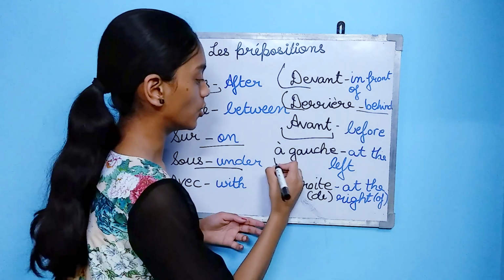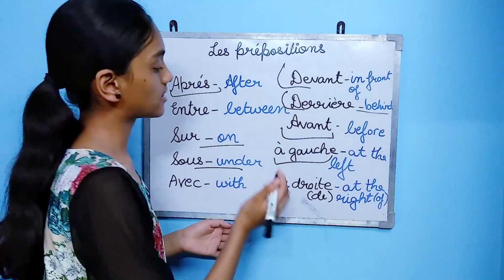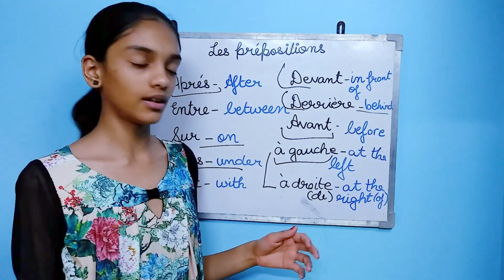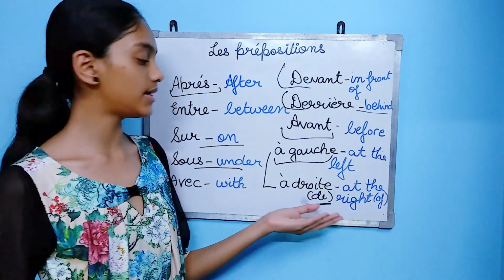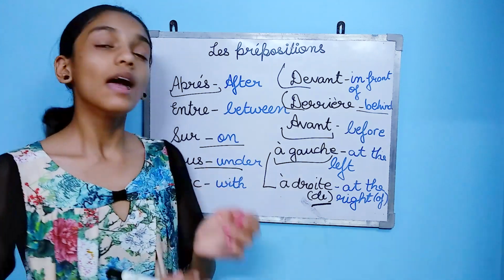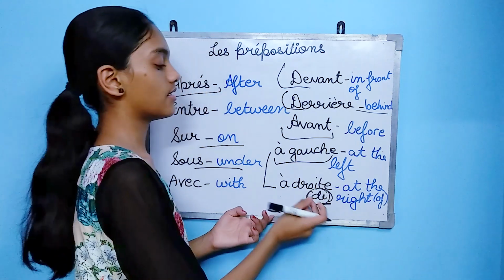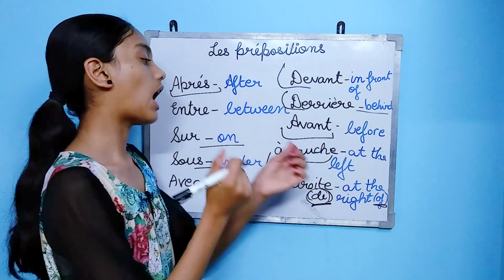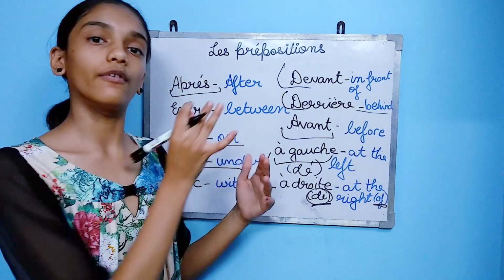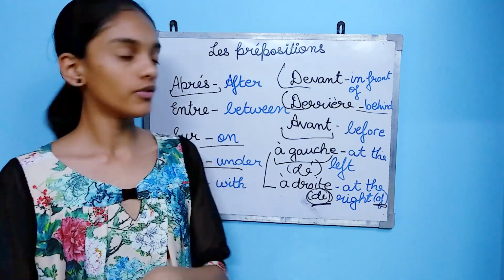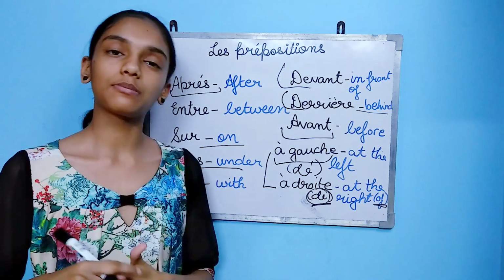Next one is à gauche, which means at the left or to the left. And its opposite is à droite, which means at the right of or to the right of. We have written this "the" in brackets, and this "the" is just symbolizing this "of". Along with à gauche, we can also write to the left of, to the right of. These two are also opposites. So these are a few commonly used prepositions.